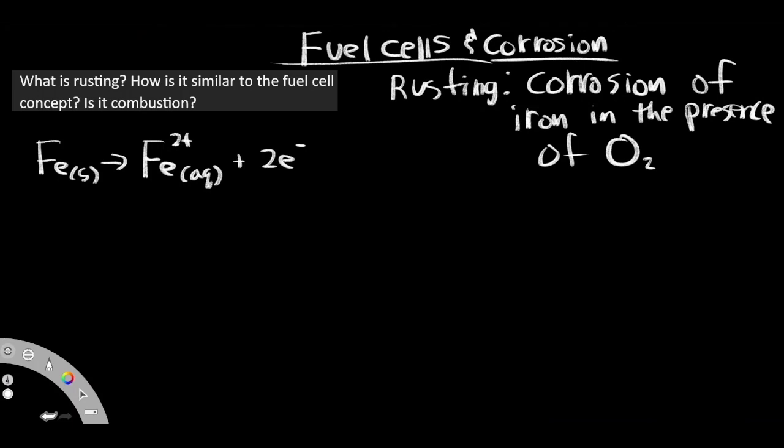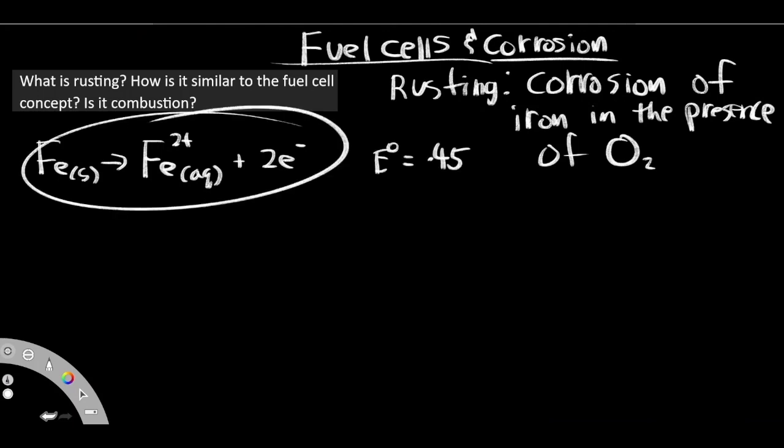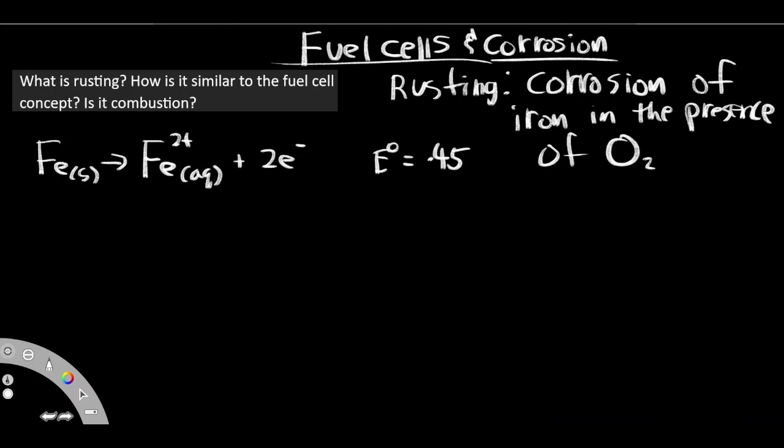So this is the first one. It has an E standard of 0.45. What do you think this one is? Is this the oxidation half reaction or the reduction half reaction? Obviously, it is the oxidation half reaction because the electrons are on the product side. Okay, so I'll just put here oxy half. And then the reduction half is oxygen, and obviously oxygen is gaseous, and water.